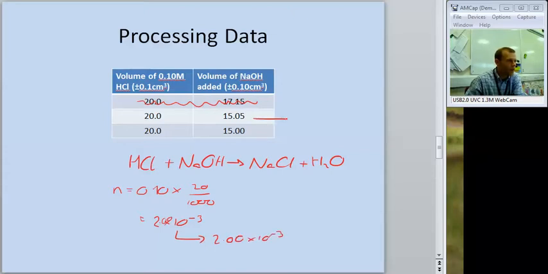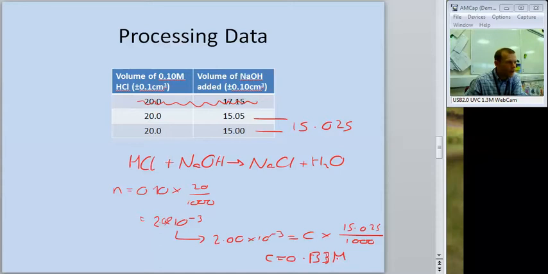What's my volume of NaOH? Well, I need to work out my average titer, which is going to be 50.025. So my number of moles is equal to concentration times the volume, which means my concentration is 0.133 molar.